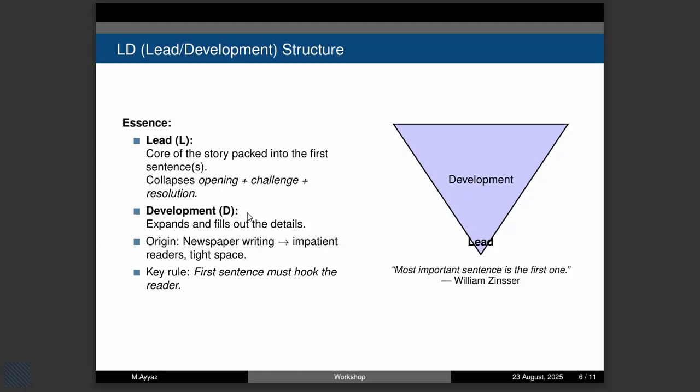So in order to engage this audience as quickly as possible, we have to describe our opening, challenge, and resolution in as little space as possible. The key rule is that our first sentence should be a hook for the readers. It should engage the reader immediately. It is usually adopted by newspaper writers because newspapers target an audience that is very impatient.